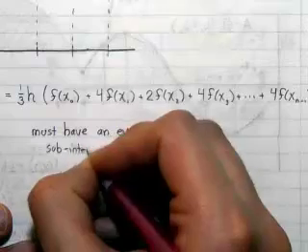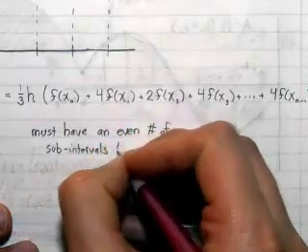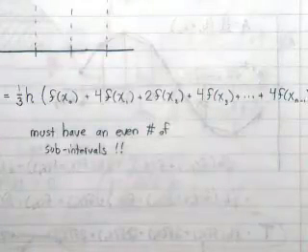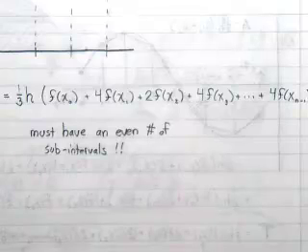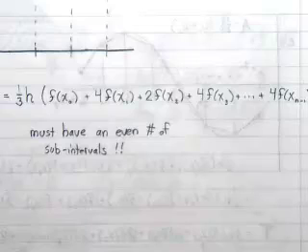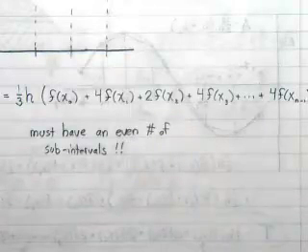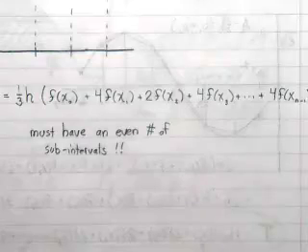Now usually you guys aren't going to have to worry about this because I'm going to set up the problem for you. I'll say use Simpson's rule and use 8 subintervals or something like that. So I'm going to make sure that you have an even number of subintervals so you can go ahead and do this. Okay? It's not going to be very often that you're going to have to determine how many subintervals you want. I'm going to set up those parameters for you.